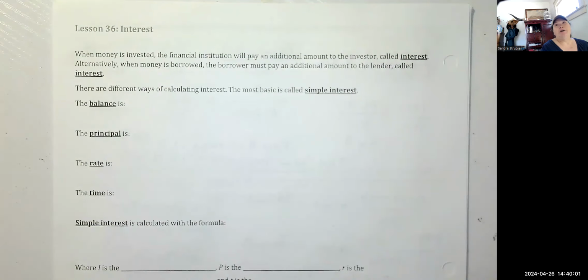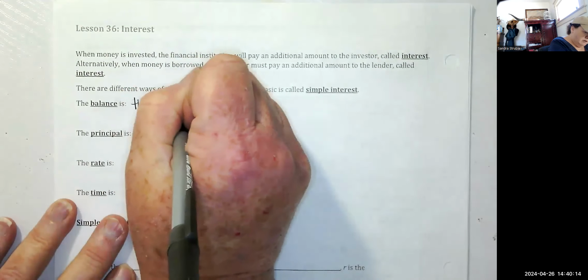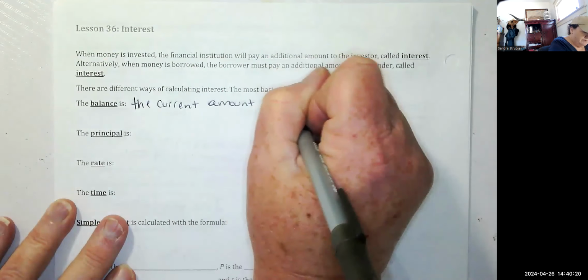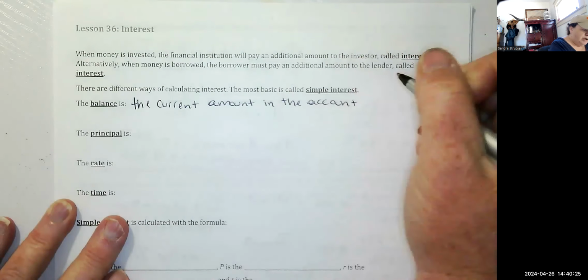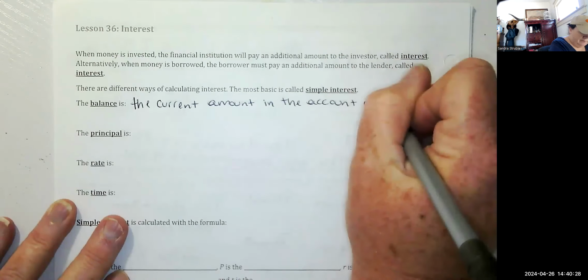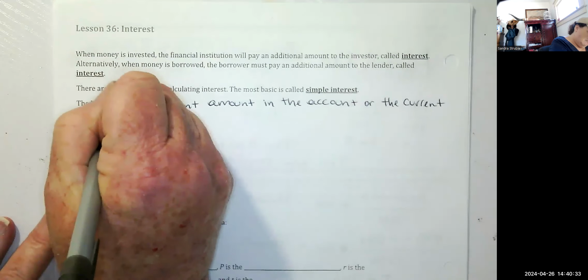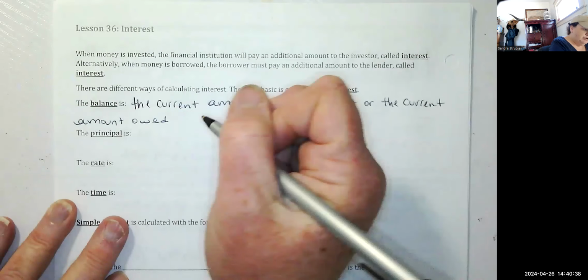There are different ways of calculating interest. The most basic is called simple interest. And so the balance is the current amount in the account, or the current amount owed on a loan, and this includes interest.